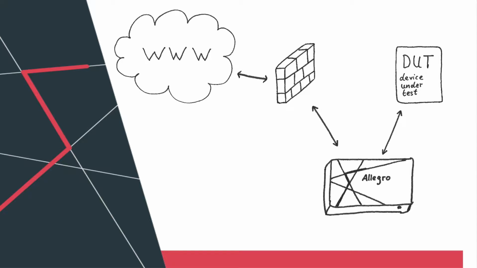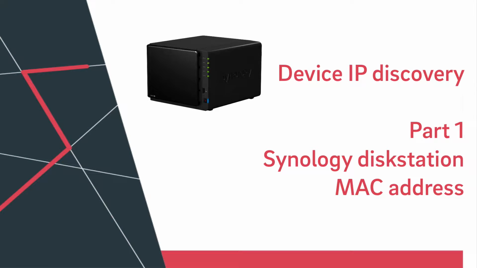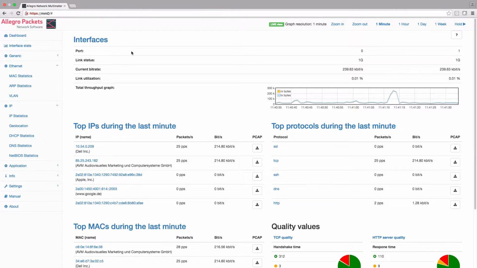There are many ways how you can discover the IP address with the Allegro Network Multimeter. In our first example, the MAC address is printed on the device. I will demonstrate this use case with a Synology DiskStation. Let's switch to the dashboard.